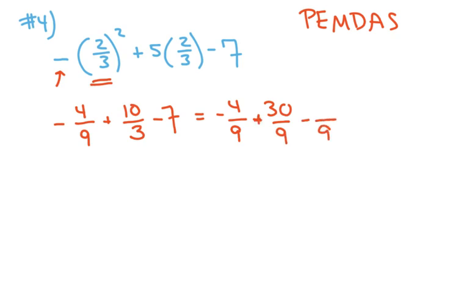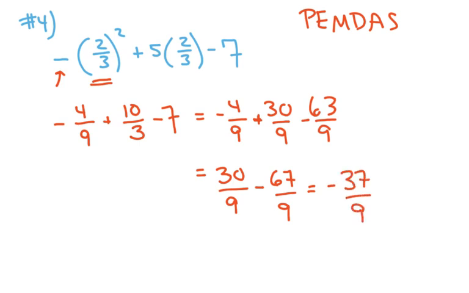minus 63/9. So that looks like 30/9 minus 67/9, which I put 30 minus 67 in my calculator, which is negative 37 over 9.